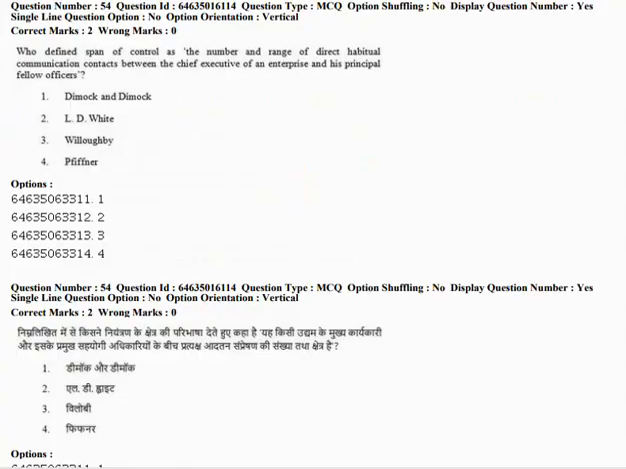Who defined the span of control as the number of range of direct habitual communication contacts between chief executive of an enterprise and his principal fellow officers? किसने define किया था नियंत्रण के क्षेत्र की परिभाषा को? ये कहा था Dimock and Dimock ने.